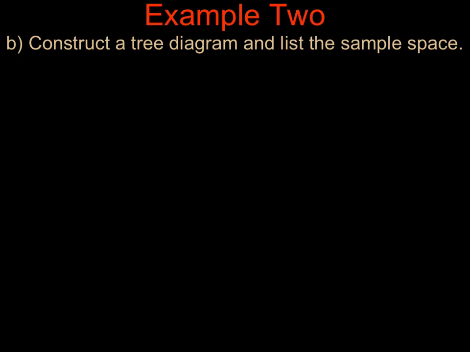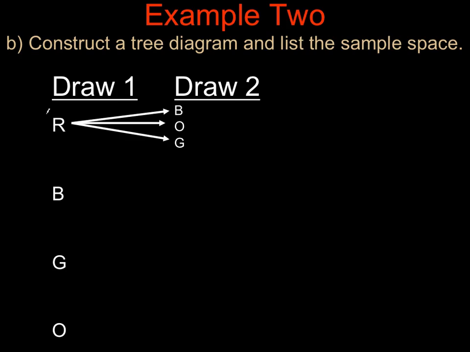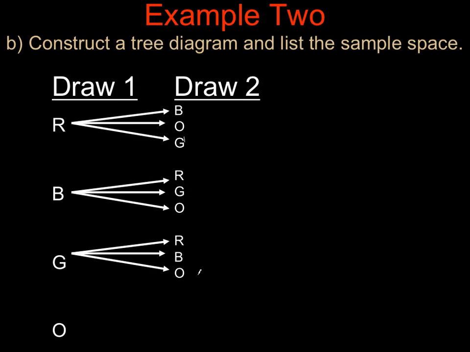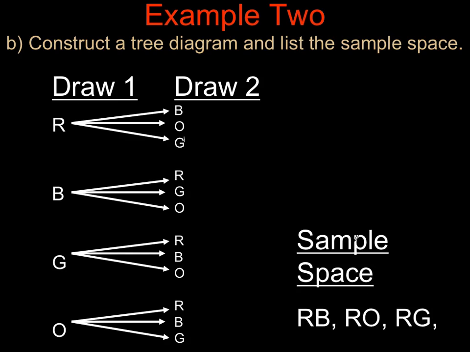So let's construct a tree diagram and list the sample space. So now in draw 1 we have these 4 options: red, blue, green, and orange. So then in draw 2, if we had chosen red, we would only have blue, green, and orange left to pick from. So you can see the 3 choices here after we chose red. If we chose blue, then we would have red, green, and orange left as possibilities. If we had chosen green, then we would have red, blue, and orange. And if we had chosen orange in our first draw, we would still have red, blue, and green left for our second draw. So if we just follow each of these arrows, we're going to get our total sample space.